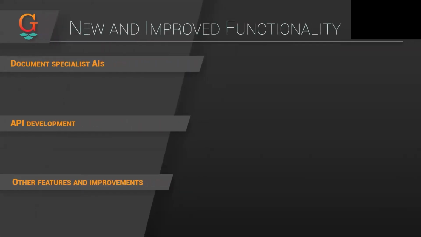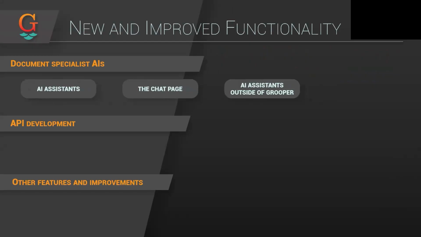I've got three pieces that we're going to talk about today. One is our new functionality, which I'm describing as a document specialist AI. This is really the tentpole of Grooper 2025, the AI assistant. Those of you who have been joining Tim on some of these webinars have already seen AI assistants in action. So I'm just going to summarize what they are, why you would want to use them, and how to use them in the Grooper chat page and outside of Grooper as well, extending to other applications.